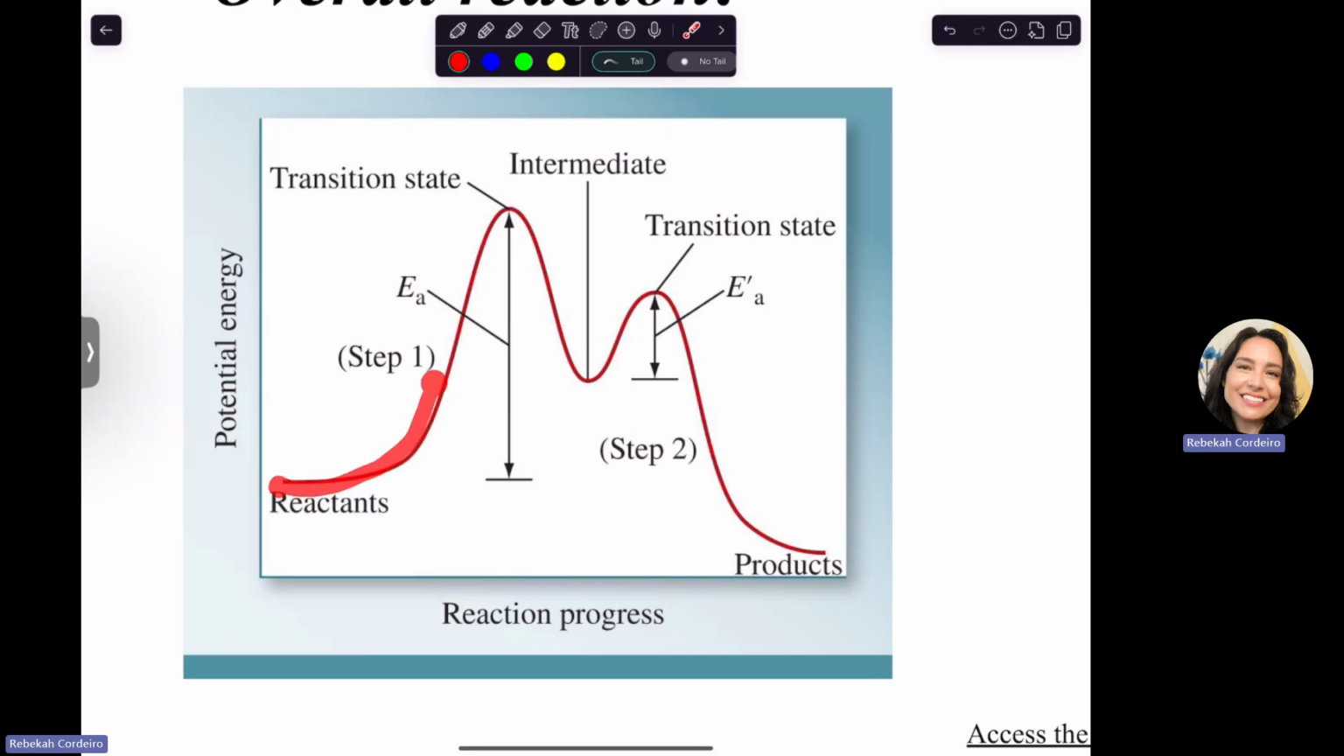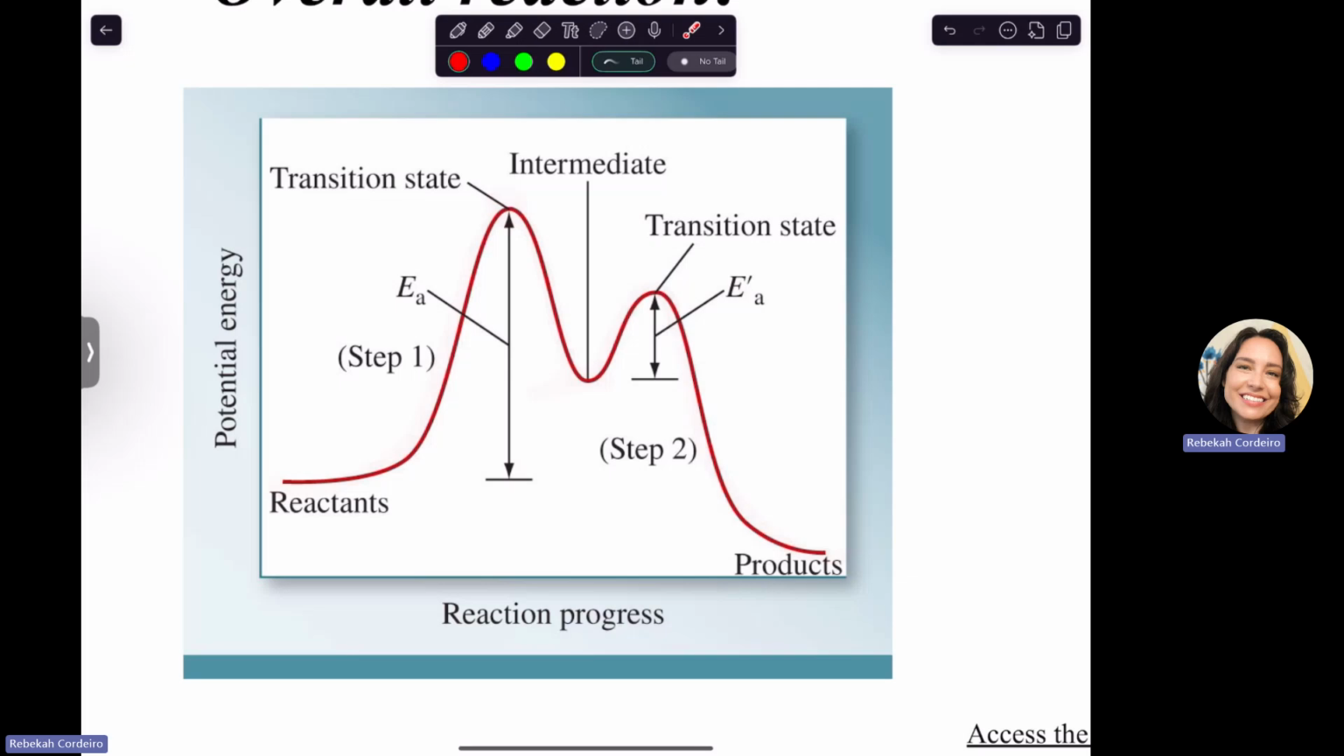So we have the activation energy for step 1, get to that transition state, and then we go down to the products of step 1, which is the intermediate. So the products of step 1 is the reactants of step 2. And then we go to the activation energy for step 2, and then we go to make our products.